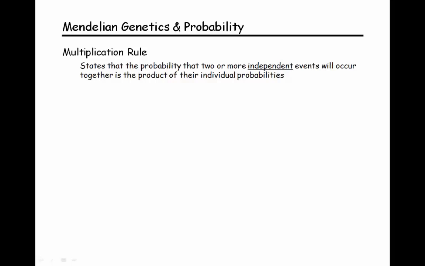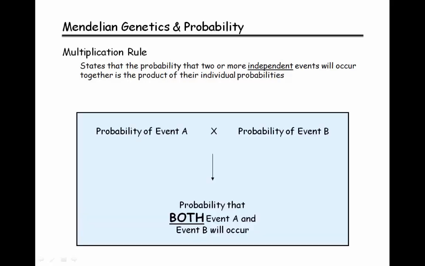The very first one that we're going to look at is what we call the multiplication rule. The multiplication rule states that the probability that two or more independent events will occur together is the product of their individual probabilities. By independent events here, we're talking about two events whose outcomes do not really influence each other. So if we have event A, we take the probability of that, and we have separately event B's probability. We can take those two probabilities, multiply them together, and that will give us the overall probability that both event A and event B will occur.